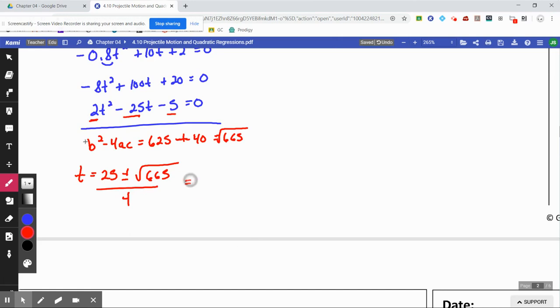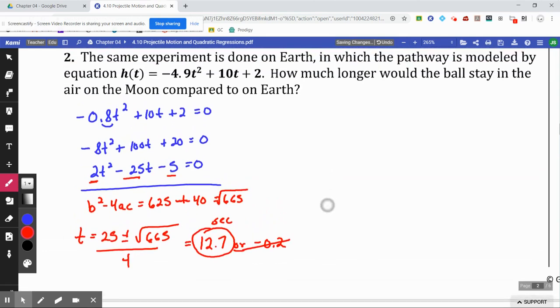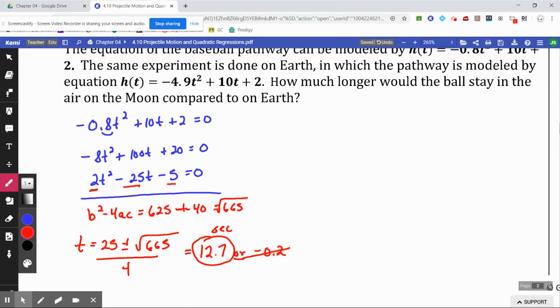Let's plug both of those into our calculator. We don't want to simplify the 665 because we want a decimal answer anyway. I got 12.7 and negative 0.2. Now, we're talking about time here, so we're going to throw out any negative time. So it's going to take 12.7 seconds for it to hit the ground on the moon.